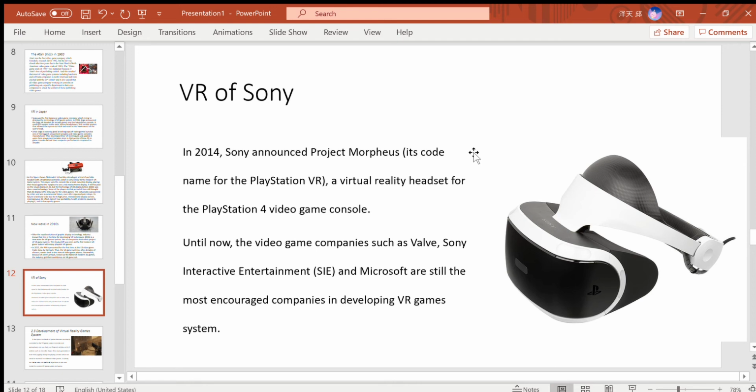However, Nintendo had faced the failure of the Virtual Boy, so they just felt bad about it. But Sony, in 2014, announced Project Morpheus, its code name for the PSVR, a virtual reality set for the PlayStation 4 video game console. Until now, video game companies such as Valve, Sony, Microsoft, Nintendo and Sega are still the most encouraged companies in developing VR game systems.